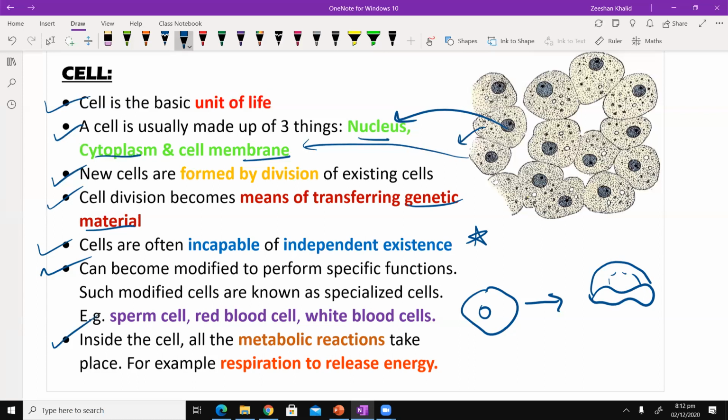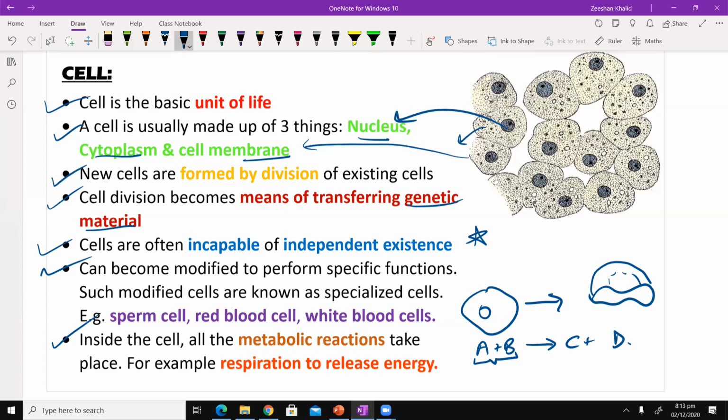And then finally, inside the cell, okay, now this is very important. You know, A plus B gives you C plus D. That's a very crude way of representing what a chemical equation would look like. I'm sure you people understand that the things on the left-hand side of any chemical equation, what do we call them?